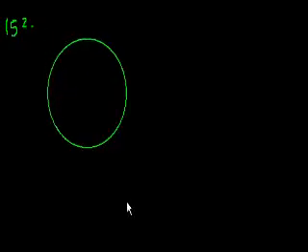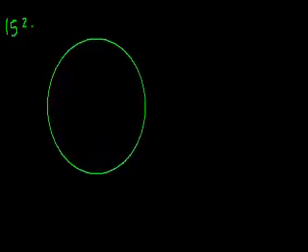152. Okay, if arc PQR, let me see if I can draw this. So they've drawn a semicircle. So let me draw a circle. That's a circle, and I can make it a semicircle by drawing a line from there to there. That's about as good as I can do.